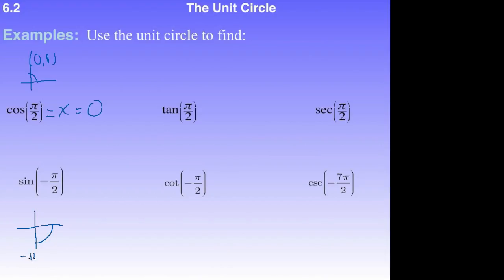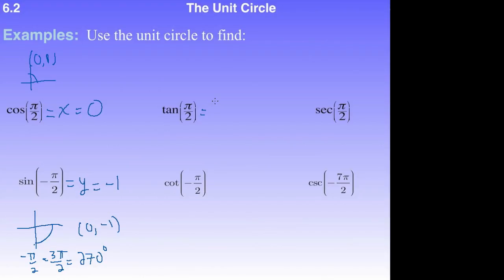-pi over 2 puts me at the same location as 3 pi over 2 radians, which is the same thing as 270 degrees. In any case, no matter what I call the angle, the ordered pair for this point here is 0, -1. And since I want the sine, or the y-coordinate, I know that this is -1.